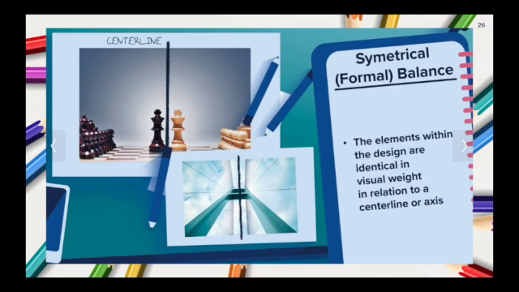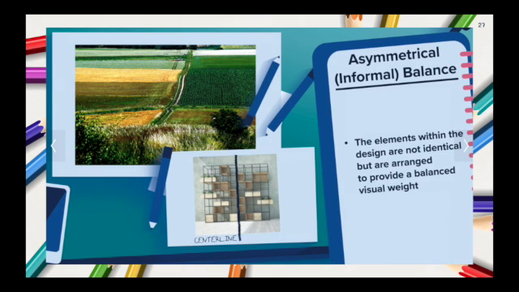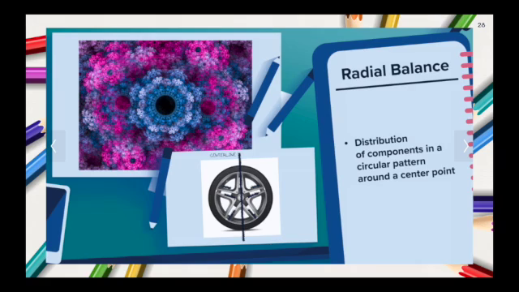Symmetrical or formal balance is when the elements within the design are identical in visual weight in relation to a center line or axis. Asymmetrical or informal balance is when the elements within the design are not identical but arranged to provide a balanced visual weight. Radial balance is when the distribution of components in a circular pattern are focused around a central point.